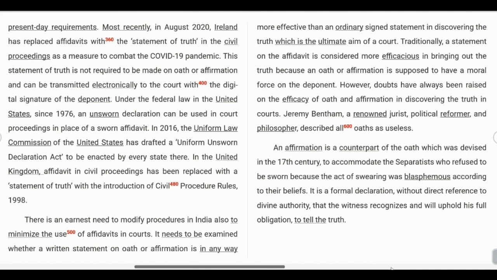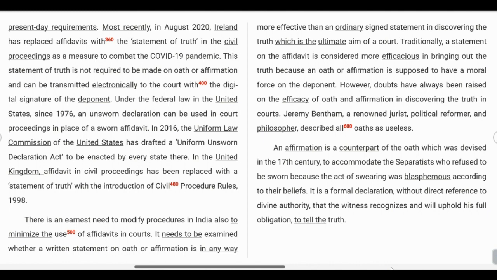Traditionally, a statement on the affidavit is considered more efficacious in bringing out the truth because an oath or affirmation is supposed to have a moral force on the deponent. However, doubts have always been raised on the efficacy of oath and affirmation in discovering the truth in courts. Jeremy Bentham, a renowned jurist, political reformer, and philosopher, described all oaths as useless.